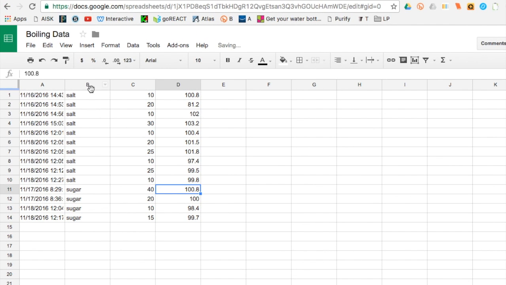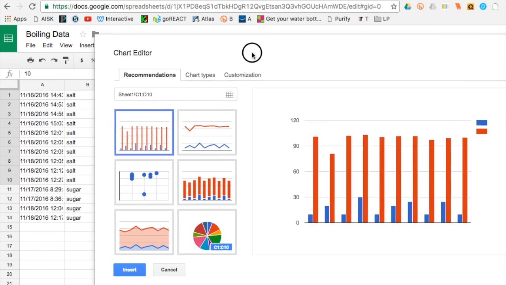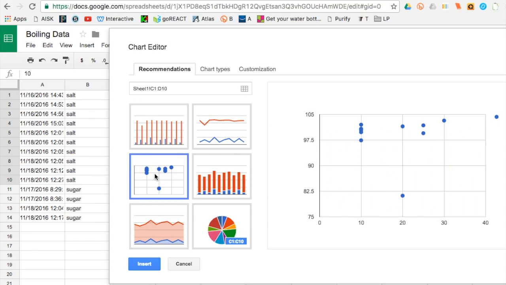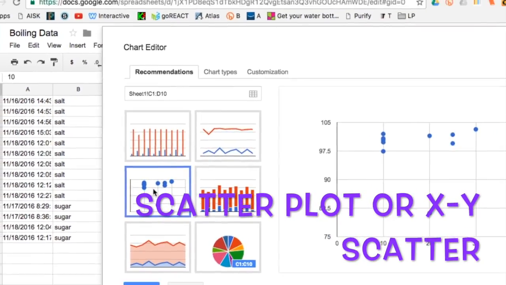So I first want to make a graph of the salt data. I'm going to highlight this information here, and I'm going to go to the Insert Chart button right over here, or on the Insert menu. It's going to make a couple of suggestions. The one you want is this one here. It's called a scatter plot.